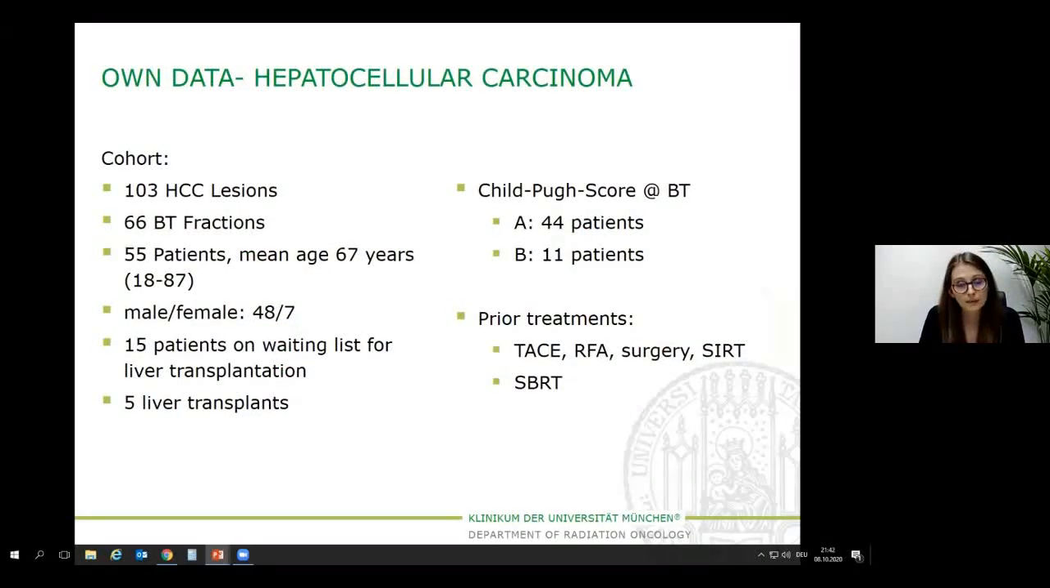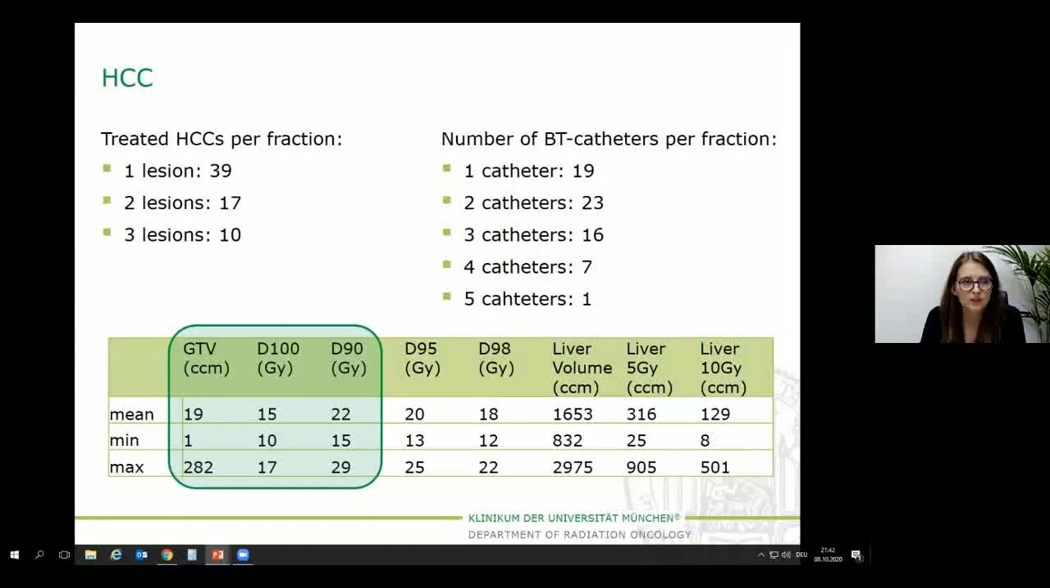Our own data, I'm just briefly showing you so that you get a feeling for which patients you can treat. These are HCC patients, and these are mainly male patients. Usually we had, from 100 lesions, 15 patients on the waiting list for liver transplant. Usually the Child score is A or B. Otherwise, the liver function is not good enough and you should not treat these patients. Also, the platelet count usually is then not good, so it would be too risky to treat these patients.